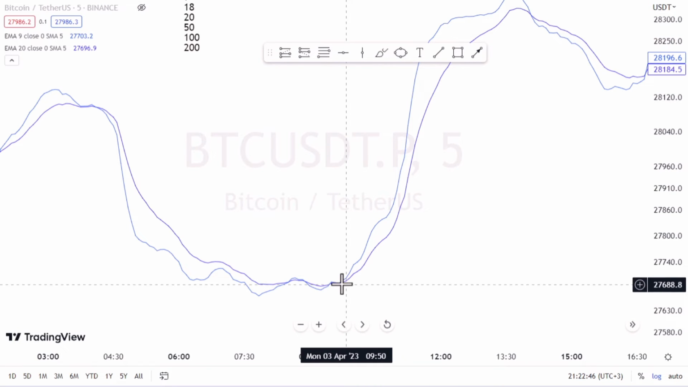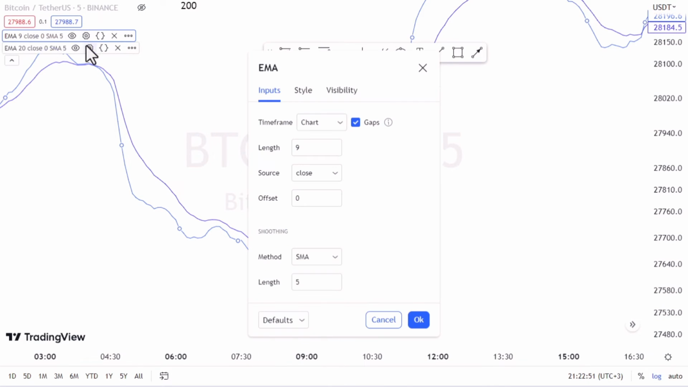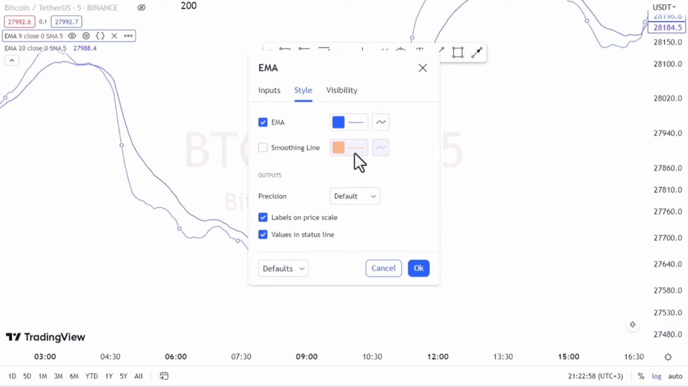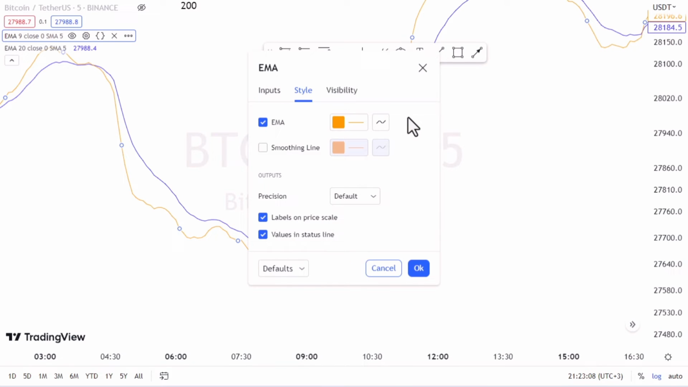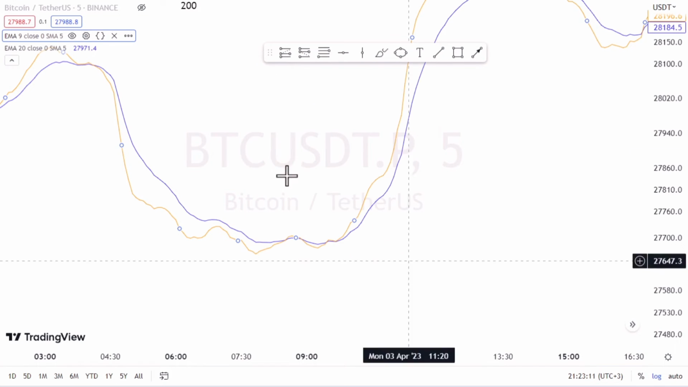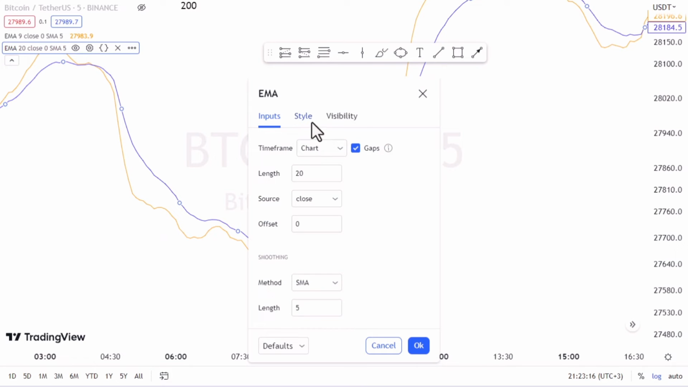Like here, occurring here. Let me change the colors for the smaller EMA. You can go to the styles just like that. Change the color, the thickness. It is really simple. I talked about this previously in another session, but let's change the color to orange. And for the bigger EMA, the longer period EMA, I'm going to change only the thickness so you can see them easily.